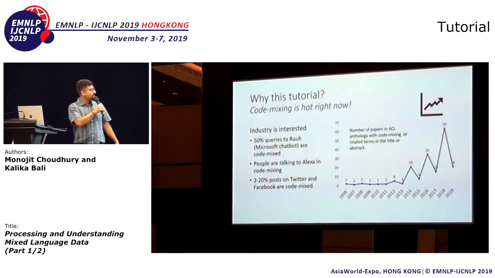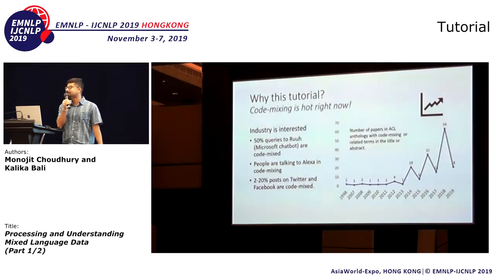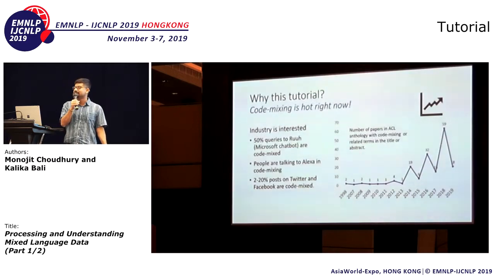So the graph on your right is actually the number of papers in the ACL Anthology that have the words code mixing or code switching or their morphological variants in the title or the abstract. And the numbers are plotted across the years, and you see what's happening. So this is till 2011. The first paper in code mixing was in 1998. We will talk about this paper in some detail in the second half of the tutorial. It's by Sankoff, a very well-known mathematician plus linguist, who pioneered one of the theoretical models of code mixing.